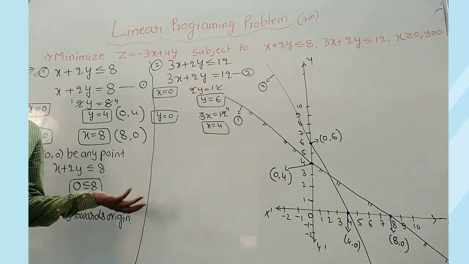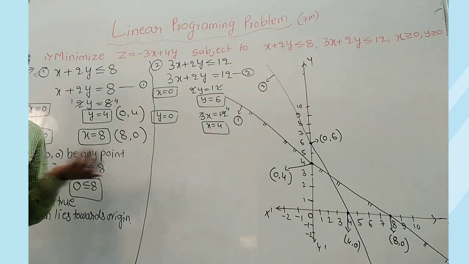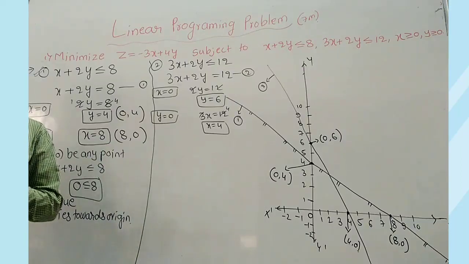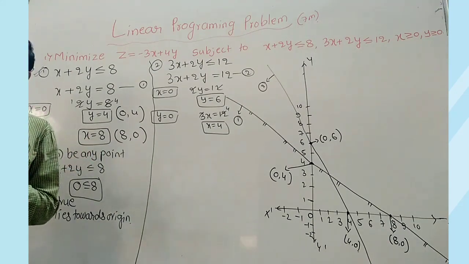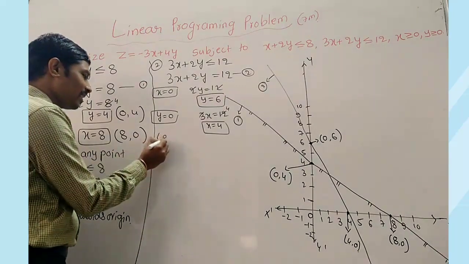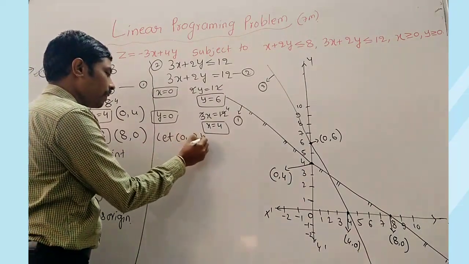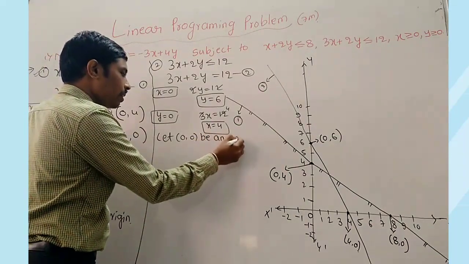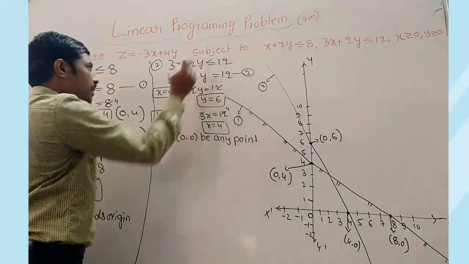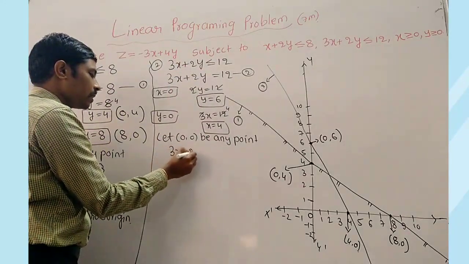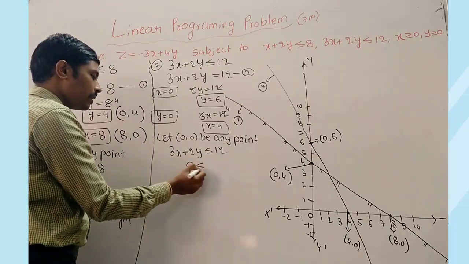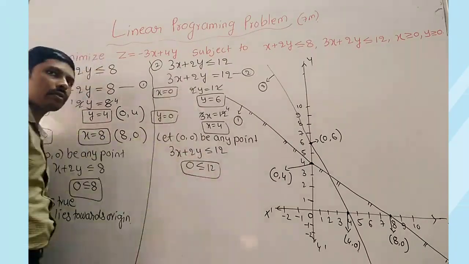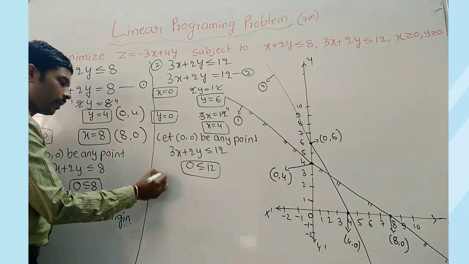So again, what do we have to check? The solution region. To check the solution region, which point will we take? Take any point which does not lie on the boundary, but for easy calculation, we will take 0, 0. Let 0, 0 be a point. Substitute here: 3x plus 2y is less than or equal to 12. If you substitute 0, 0, it is less than or equal to 12. Is it true or false, my dear students? True, it is true.